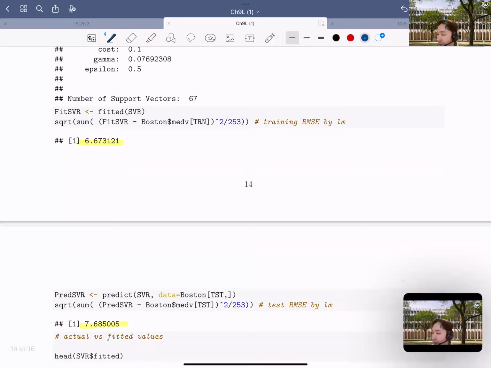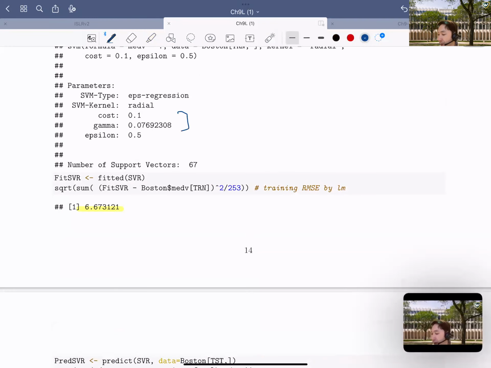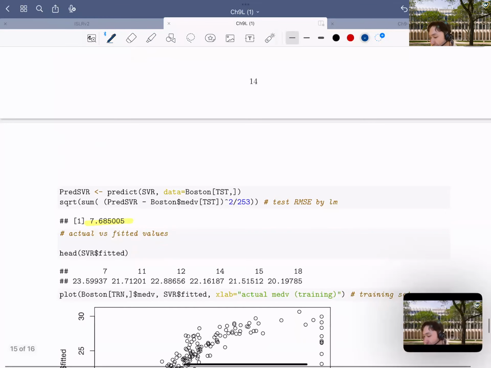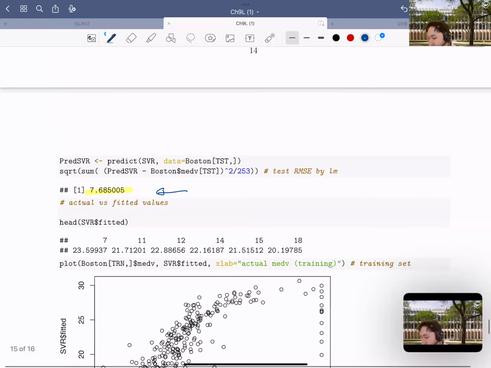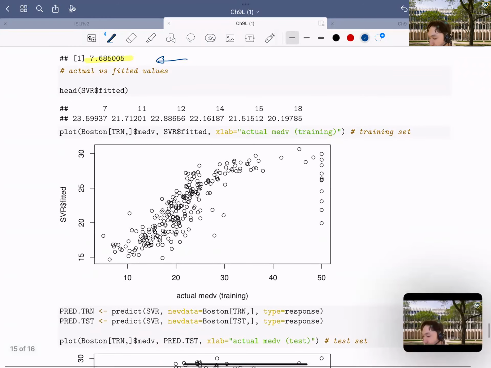Basically, we optimize these parameters to avoid overfitting. So the training error is a more realistic number. It's larger, but that doesn't matter. Anyway, we know the training response values. The important thing is test performance, and the test performance improved a lot.